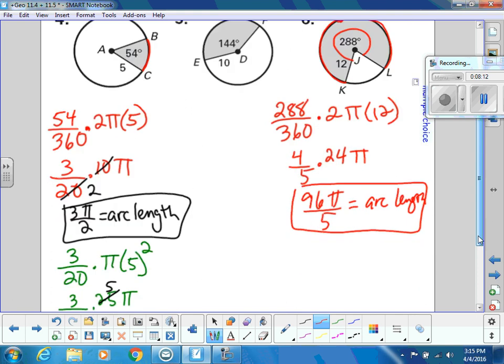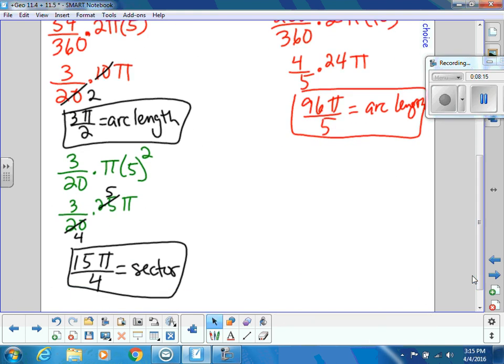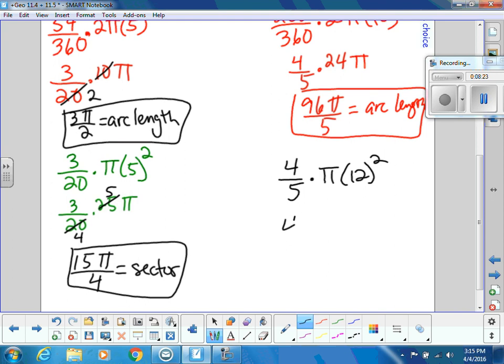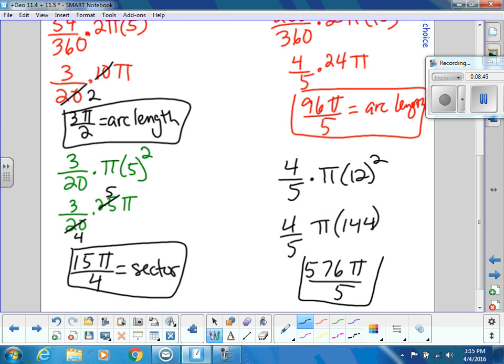All right, so then let's do the area of the sector. So I'm going to take that 4/5 again, but I'm going to multiply it by pi r squared. So that's pi times 12 squared. So that's going to be times 144. And 144 over 5 does not reduce. So all we do is multiply that by 4, which is going to give me 576 pi over 5. Beautiful answers. Just leave them in pi. Okay, I'll let you guys do that middle one.